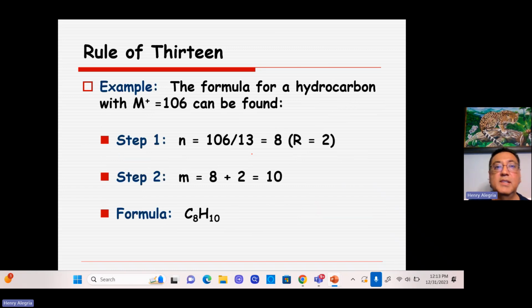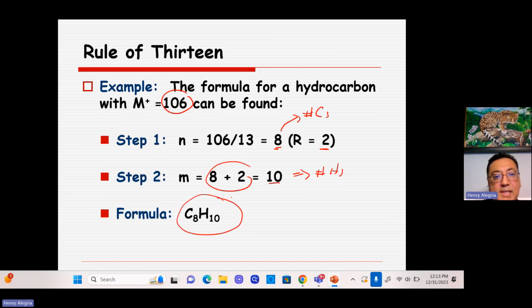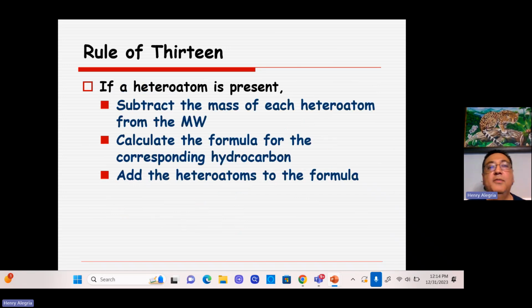Same thing. So here's an example. Suppose you look at the mass spec, and you can tell that the molecular ion has a mass of 106. So I take 106 and I divide by 13. That gives me 8 remainder 2. So that means 8 is equal to the number of carbons that I have in the molecule. And 8 plus 2, which is 10, should equal the number of hydrogens that I have. So the formula should be C8H10, right? Very simple.